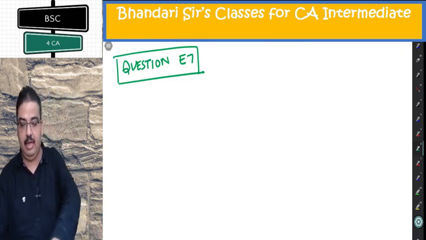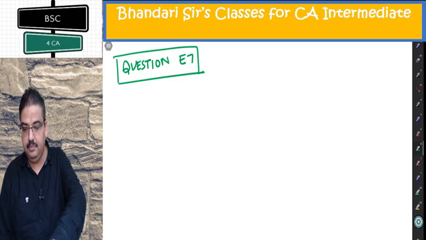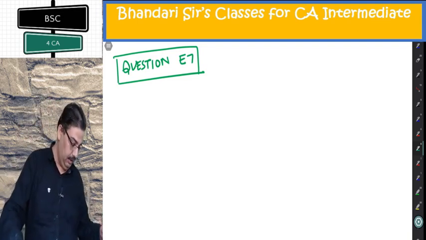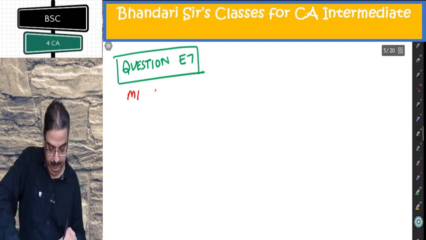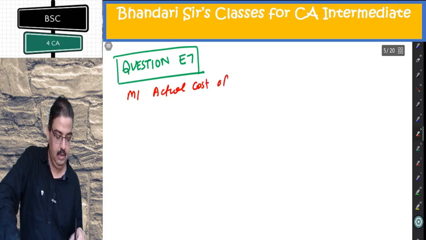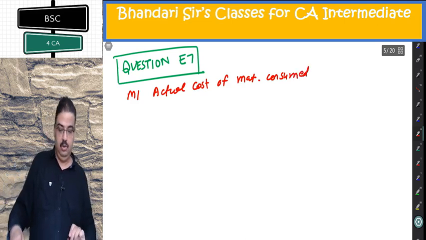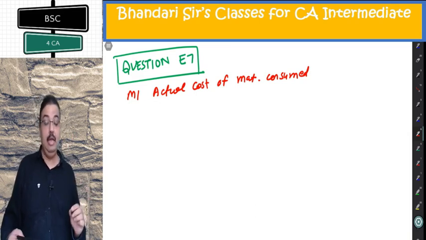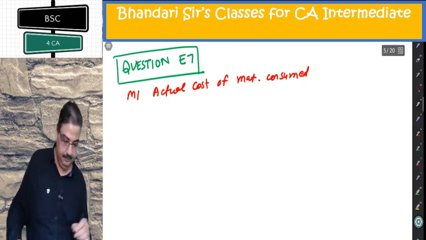Again, specific items needed there. Material and labor middle level variances wanted. So I start computing. First step, M1, actual cost of material consumed. You are given quantity and rate. I need to multiply and add.